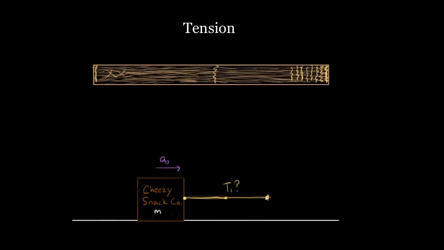You'd have a tension gradient, or a varying amount of tension, where the tension is big at this end, smaller, smaller, smaller. That's complicated. We don't want to have to deal with that. Most of these physics problems don't want to have to deal with that.